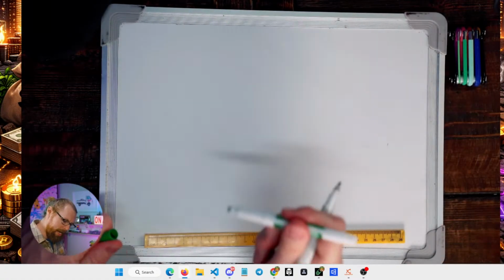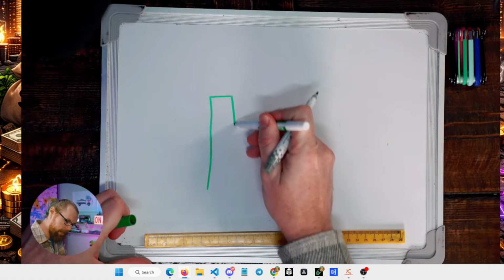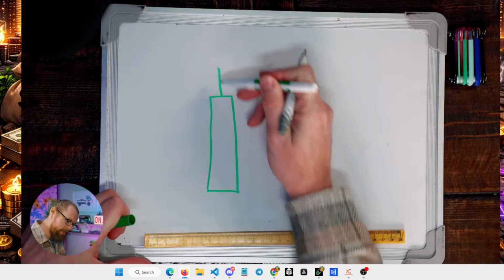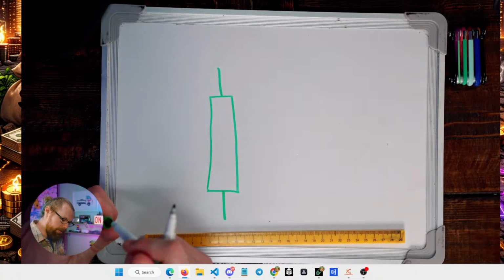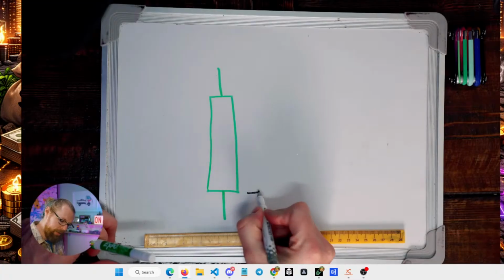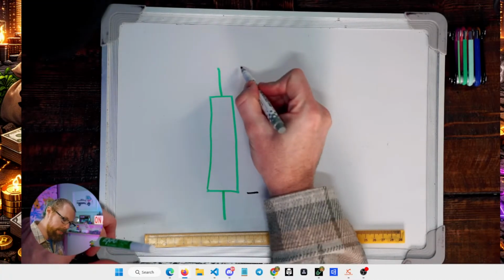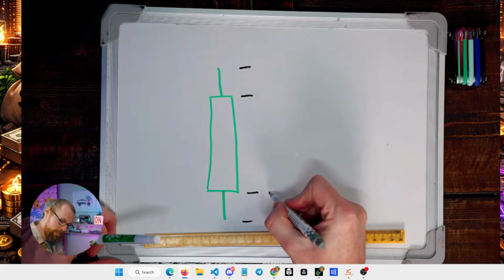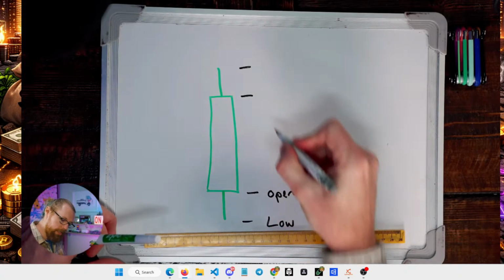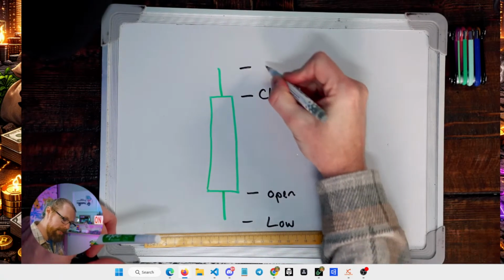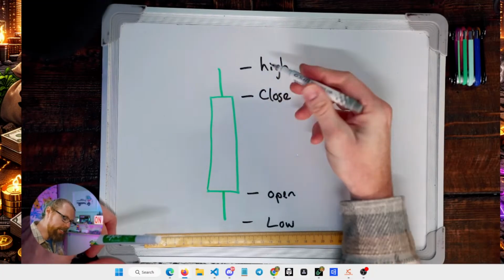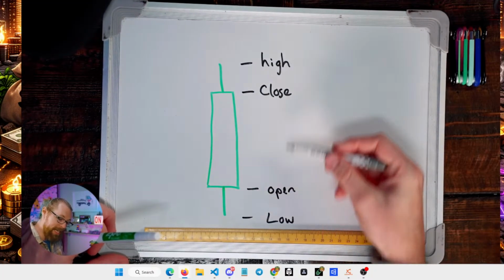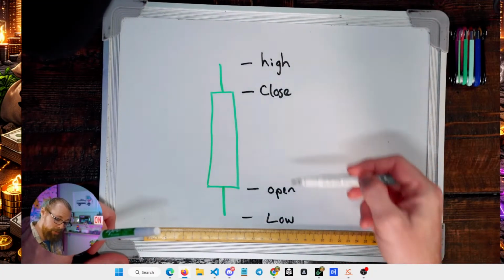So we'll draw out this green candle right here. We've got this and we've got this. So what are the 4 pieces of information? We've got this price and this price. This is the low, this is the open, this is the close, and this is the high. So each candlestick is created from these 4 pieces of information.